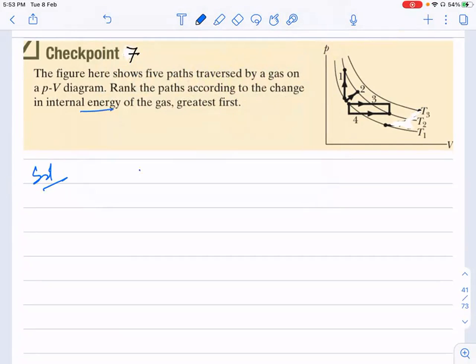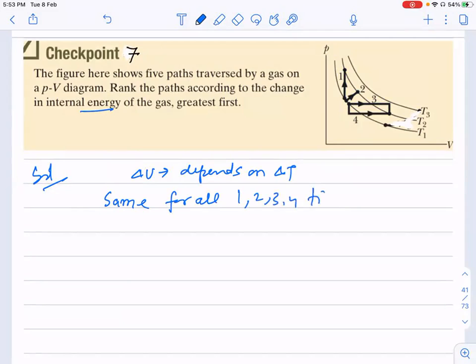Change of internal energy किस पे depend करती है? Depends on change of temperature. तो सभी में टेम्परेचर सेम चेंज हो रहा है. देखो ये T1 से T2 जा रही है, ये भी T1 से T2, ये भी T1 से T2, ये भी T1 से T2. तो सेम फॉर ऑल, 1 2 3 4 टाई हो गया. बिकॉज चेंज ऑफ टेम्परेचर सेम है, पाथ पे डिपेंड करता नहीं है ना. किसी भी प्रोसेस से T1 से T2 जा रहे हैं आप, तो change of energy only depends upon change of temperature, that's all. Doesn't matter which path you follow.